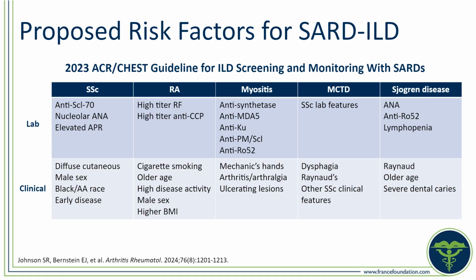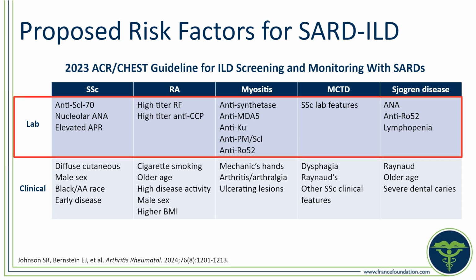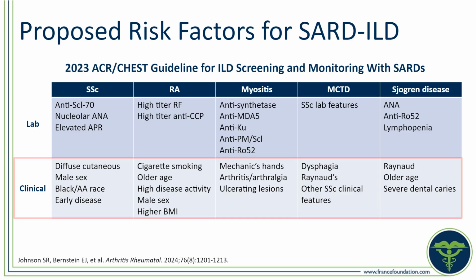You can see across the different rheumatic diseases that most of the lab tests that tell us about risk of interstitial lung disease relate to specific autoantibodies. For example, in systemic sclerosis, the presence of an anti-SCL70 antibody. In rheumatoid arthritis, it's having very high titer rheumatoid factor or anti-CCP antibodies. In myositis, it's having anti-synthetase or anti-MDA5 antibodies. The clinical features are indicated below.